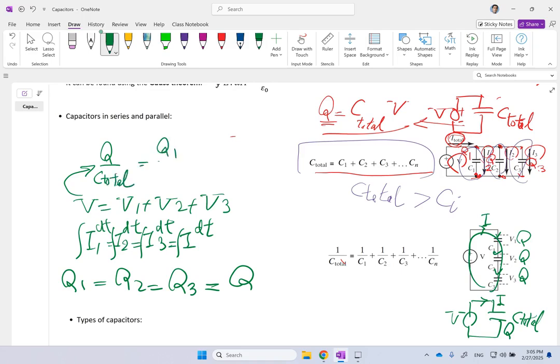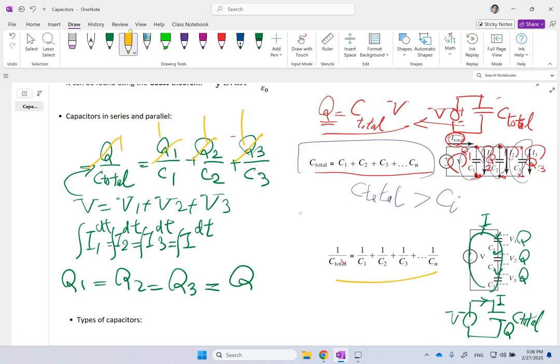V1 is going to be Q1 over C1. V2 is Q2 over C2. And this is Q3 over C3. But remember, the Q's are all the same. So if you simplify, you're going to get to this relation here. Okay? So that is the equivalent of capacitors in series.